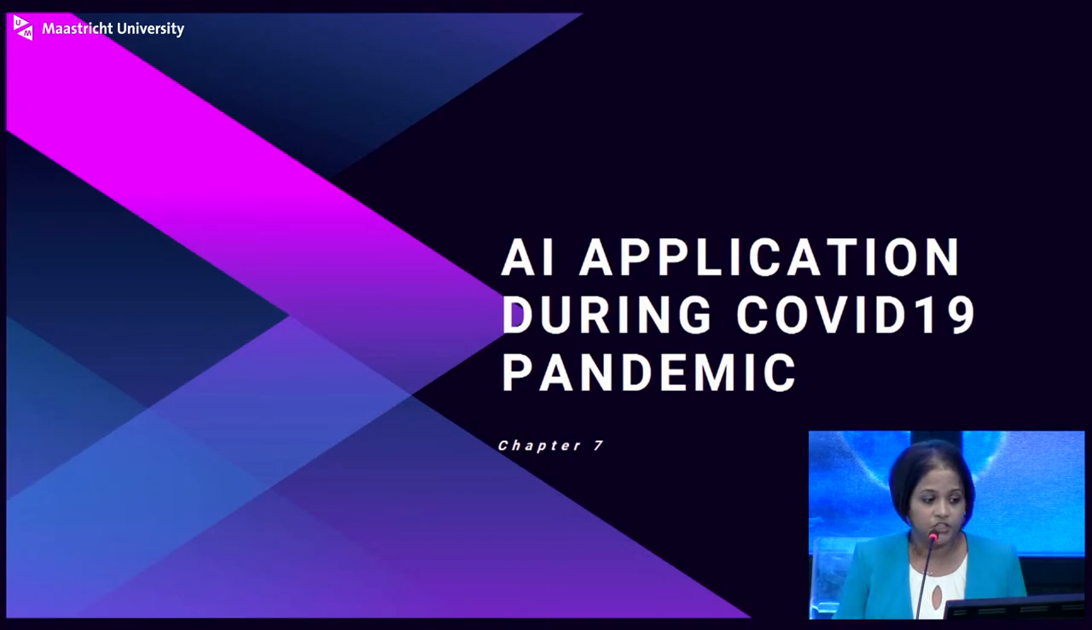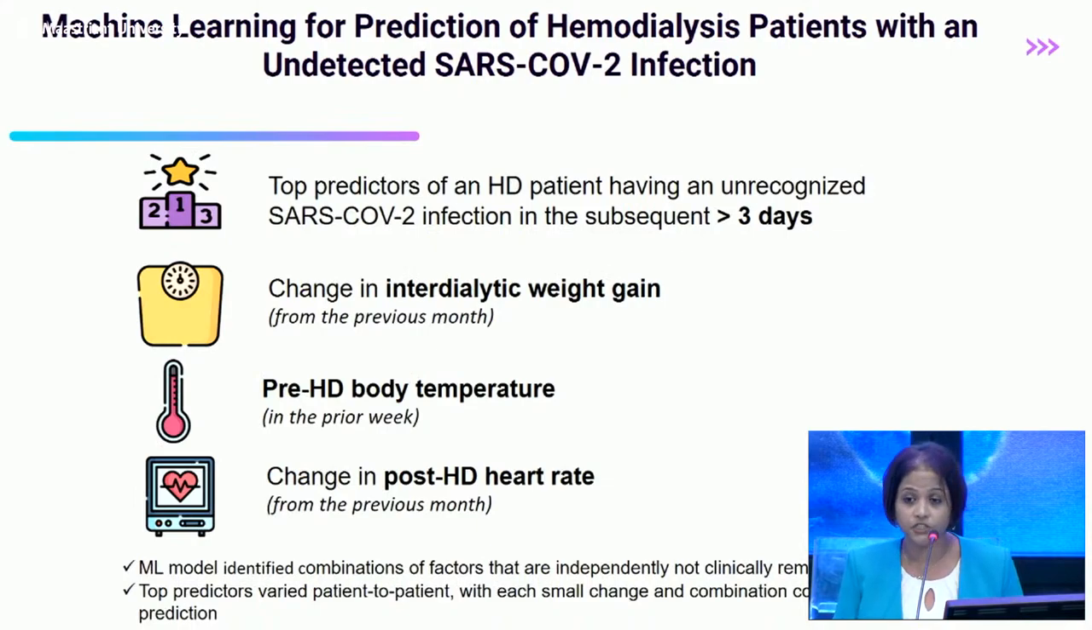The next application is an AI application during the COVID-19 pandemic. Early on in the pandemic, we observed that in-center hemodialysis patients had subtle trends in their clinical and laboratory parameters in the days leading up to them testing positive. We used some of those learnings to develop a machine learning prediction model to predict hemodialysis patients of having a SARS-CoV-2 infection within the following 3 days.